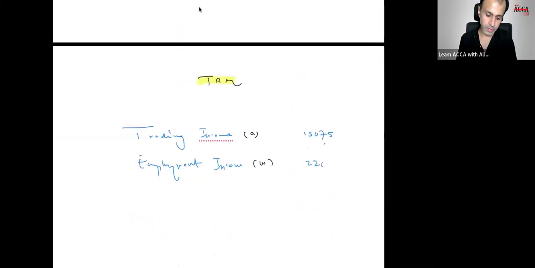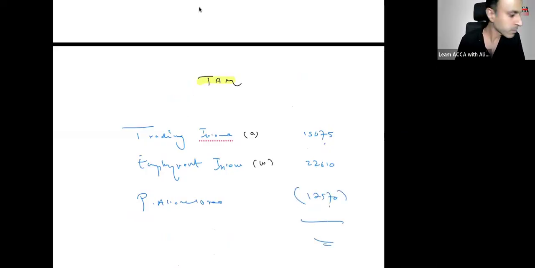22610. After adding this out, I will subtract the personal allowance to make this income taxable. 12570. This is it for TAM. Plus 15675 minus 12570, 25715.